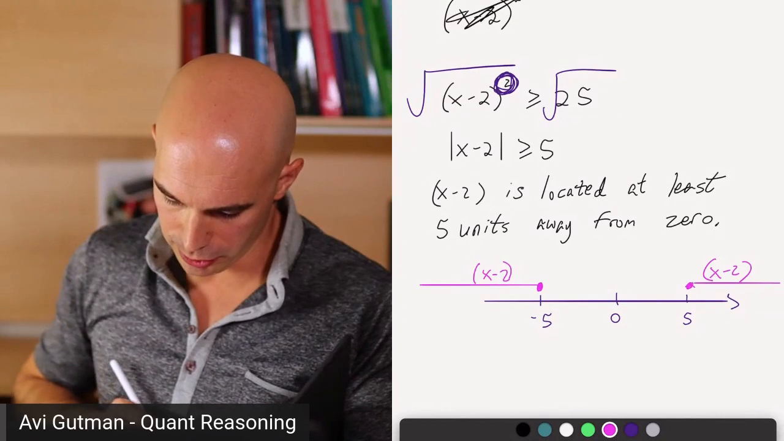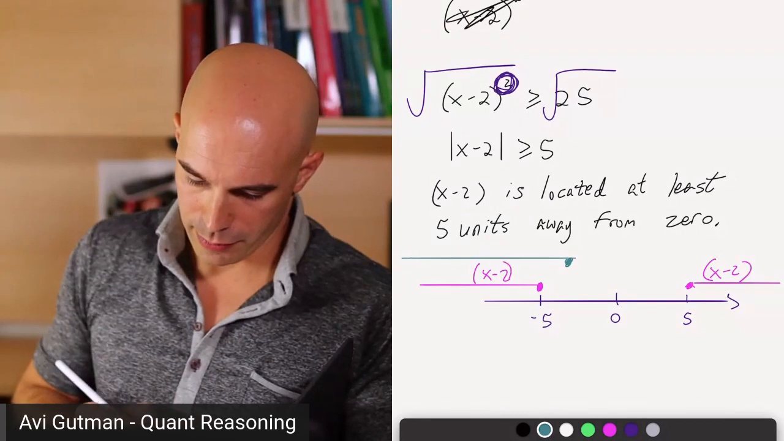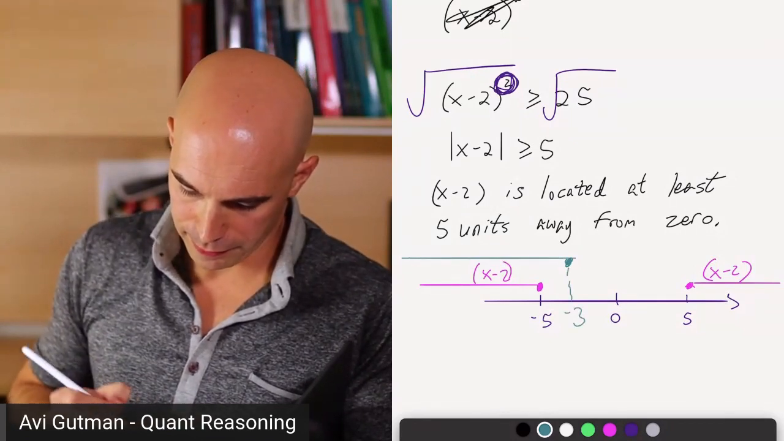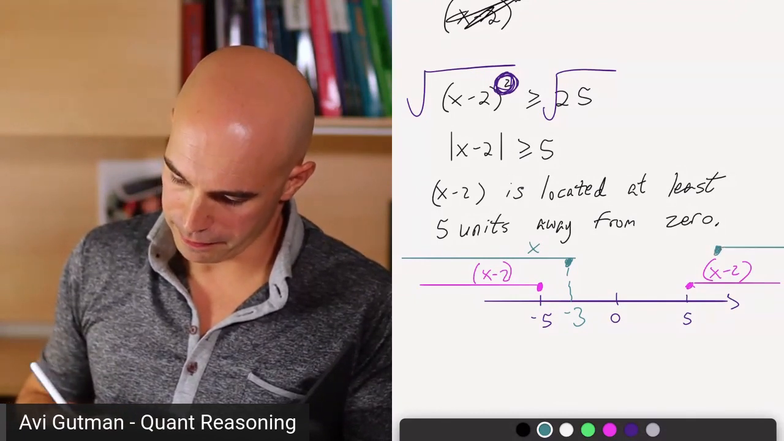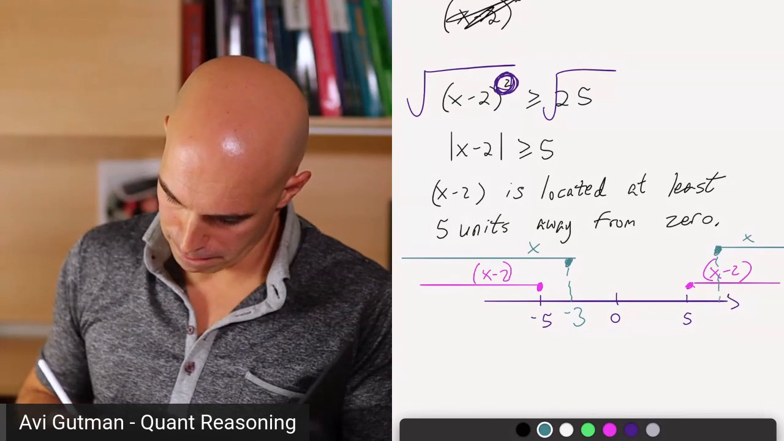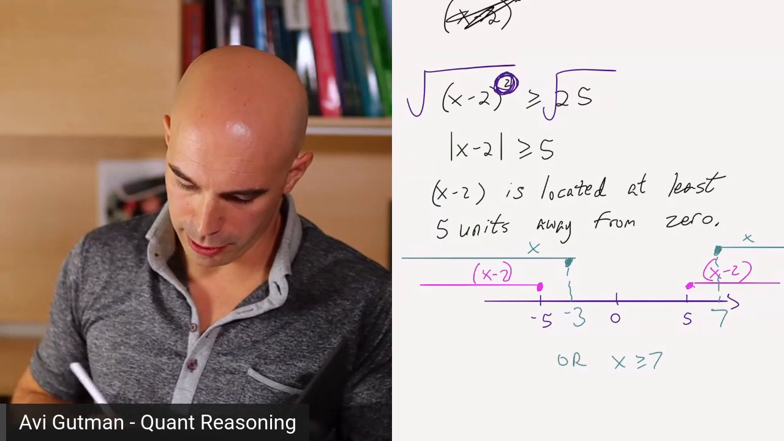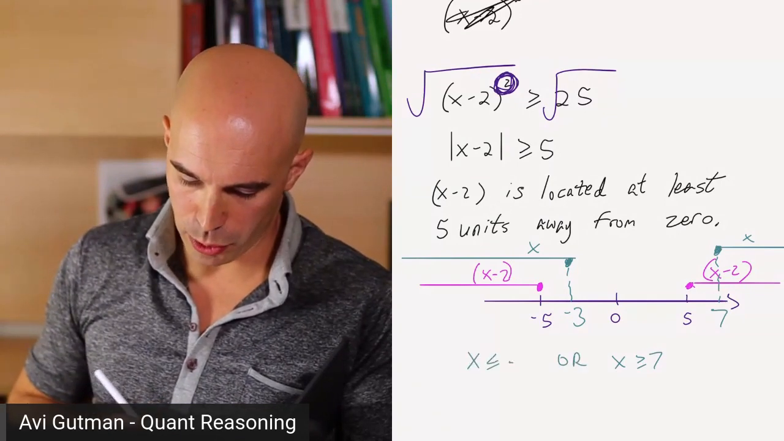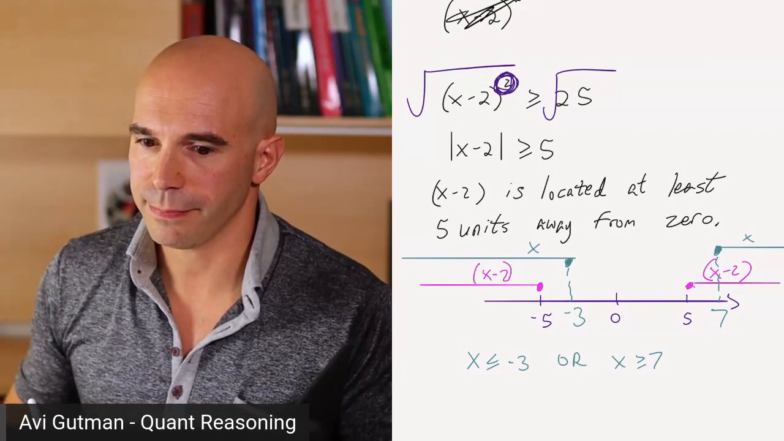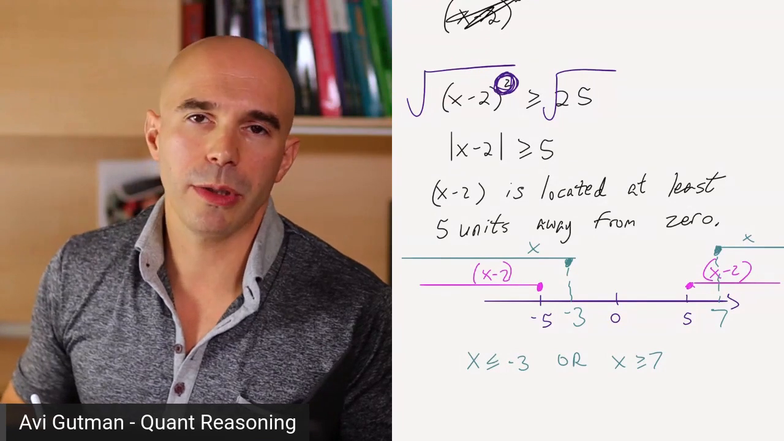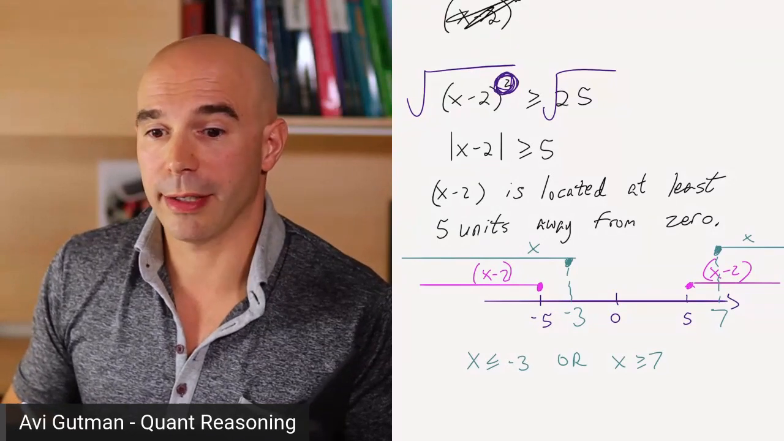So all we have to do is take these ranges that we drew and shift them 2 units to the right. And then we would say that x is at least 7 or x is no more than -3. So that's how you would use number line reasoning to solve this quadratic inequality.